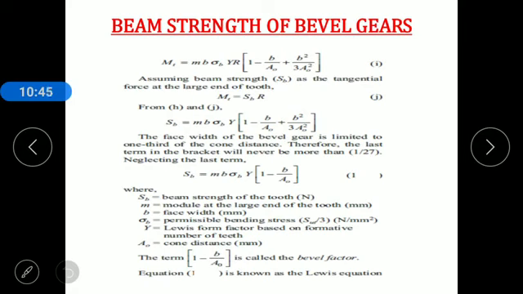Okay, and from this term we take b common and we get the relation: torque MT is equal to MB sigma by into R, inside the bracket 1 minus b divided by AO plus b square divided by 3AO square. Consider equation I. Assuming beam strength SB as the tangential force at the large end of the tooth, here we assume SB, that is the beam strength, is the tangential force at the large end of the tooth, and we know the relation for torque. Torque is the tangential force into the radius. M suffix T is equal to SB into R.